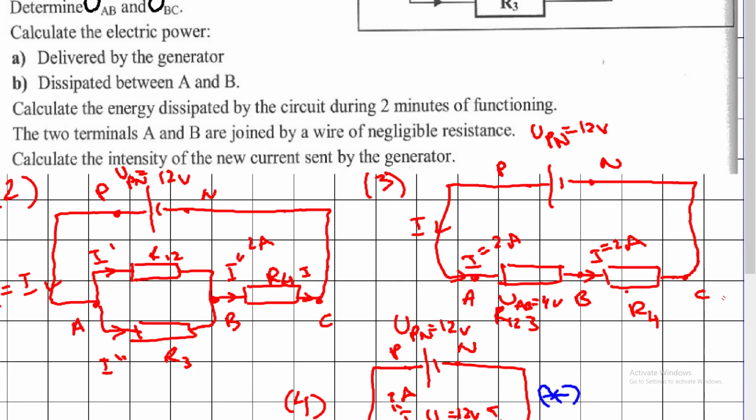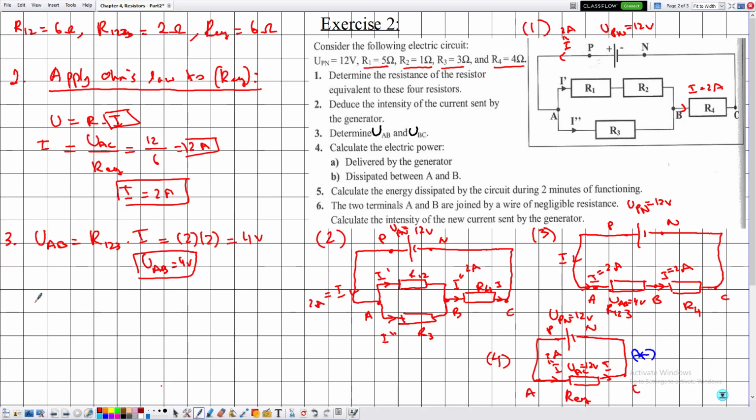Now think about it. What is the voltage that will be added to UAB to give us 12? It will be 8. But without thinking of the law of addition of voltages, UBC can be determined also using Ohm's law, as a double check that our calculation is correct. So UBC is equal to R4 multiplied by I. The value of R4 is 4, so 4 multiplied by 2, which is the current traversing it, is equal to 8. So UBC is equal to 8 volts.